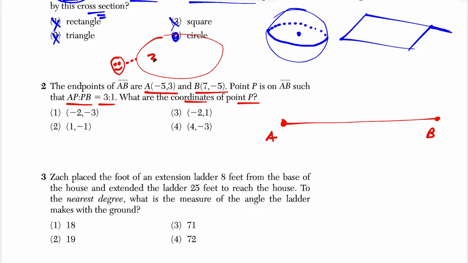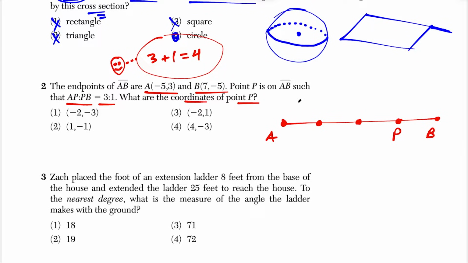So the first thing I do is add 3 plus 1, and that's equal to 4. That tells me to break this line segment up into 4 equal segments like this. And point P is going to be over here because I have 1, 2, 3 congruent segments between A and P, and then 1 between P and B. So that's the 3:1 ratio that I'm visualizing here.